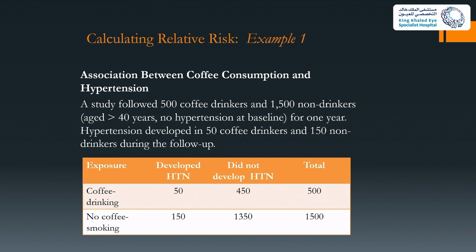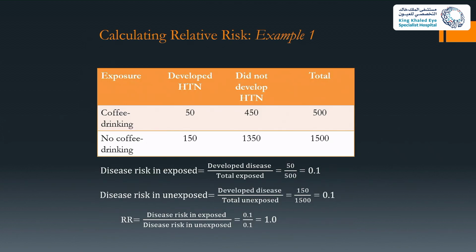A study followed 500 coffee drinkers and 1,500 non-coffee drinkers who were aged more than 40 years, and they were not hypertensive at baseline. They were followed for 1 year. Hypertension developed in 50 coffee drinkers and 150 non-coffee drinkers during the follow-up period. The follow-up period is 1 year. And this is the 2x2 table.